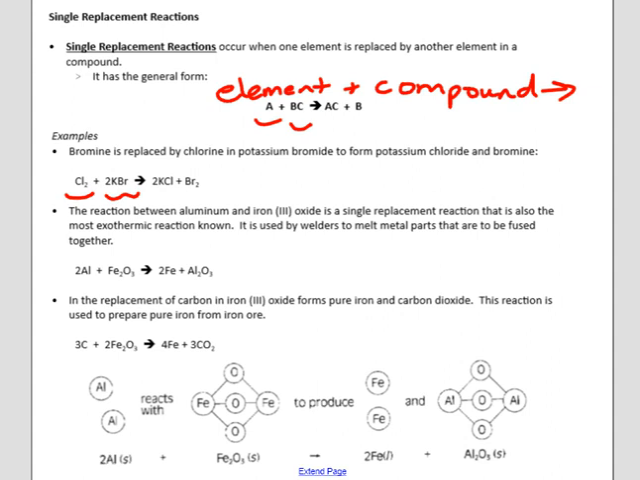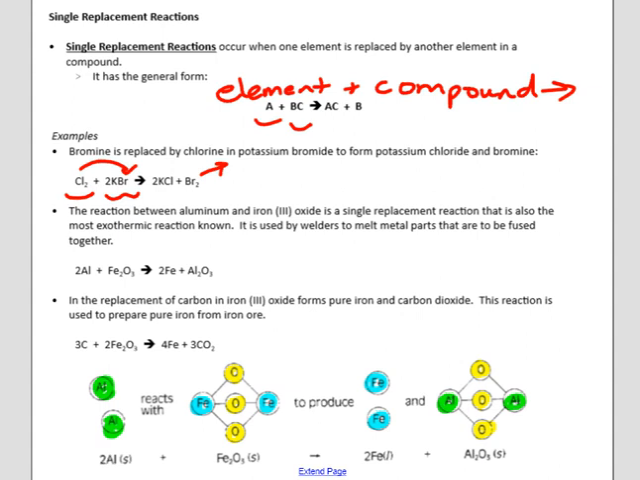What you notice happens is that the chlorine comes and kicks the bromine out. Bromine gets kicked out of this reaction to be by itself. And potassium is now hooked up with chlorine. It's like a couple was dancing and then they formed a new dance partner. That makes a single replacement reaction. One single thing was replaced.